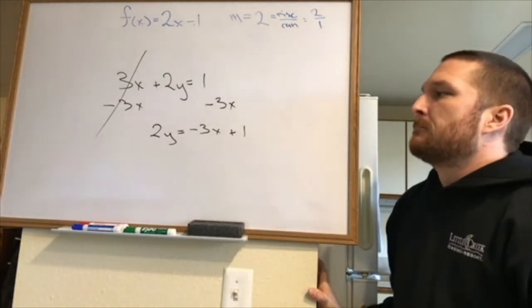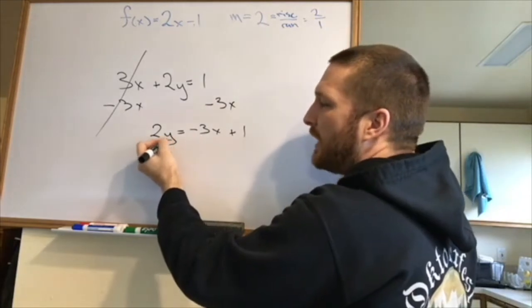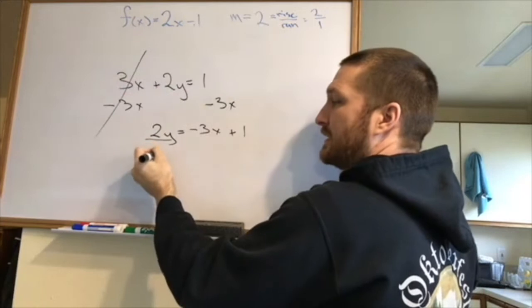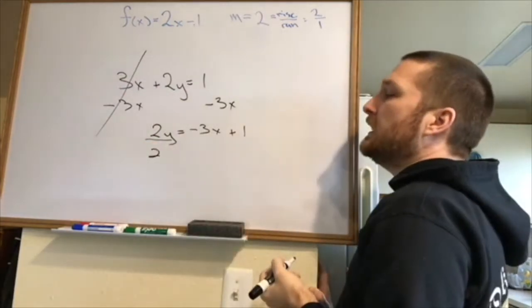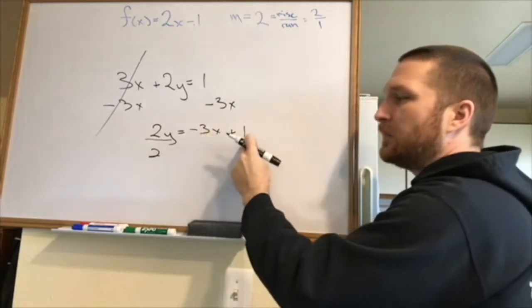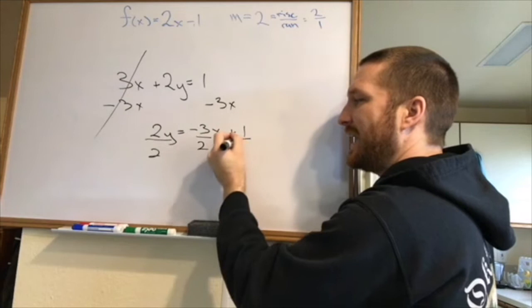Now what do we do? Then you divide by 2. I'm going to say, yeah, we're trying to get y by itself. y gets multiplied by 2. The inverse of multiply is divide. So we're going to divide by 2. That means I've got to do it to everybody over here, right? So I'm going to do it over here and over here.